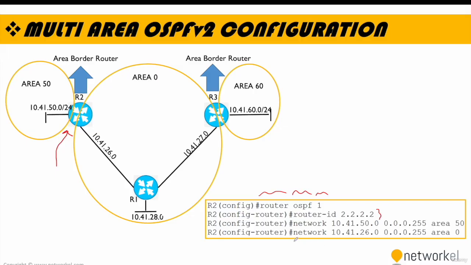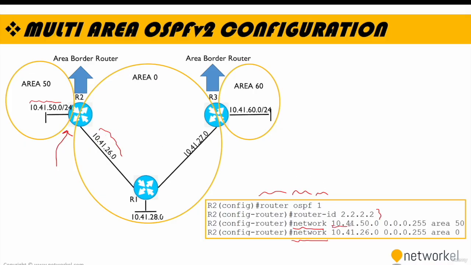How I was doing it? I was doing it by using the network command. For this router, I have two different interfaces. One of them is with a network ID of 10.41.50.0, the other one is with 10.41.26.0.